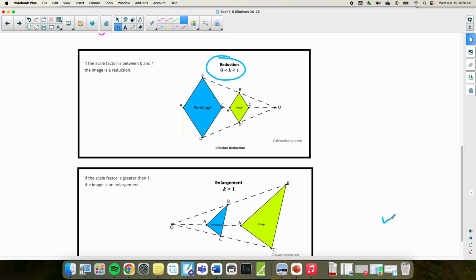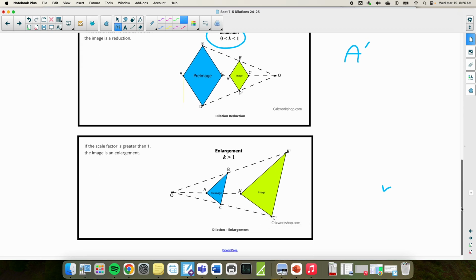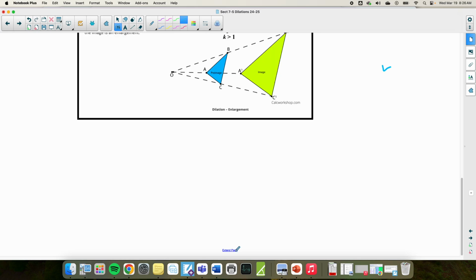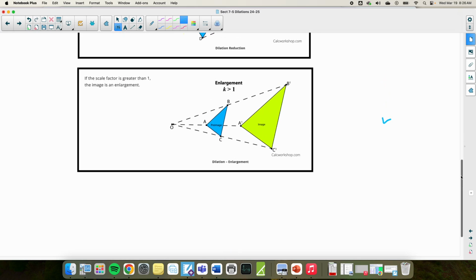And what you do with that A is you make it A prime, so to look like this, okay? B will become B prime, C will become C prime, D will become D prime. And we'll look at that as we go through. This one, same thing, except your pre-image is the blue and your K or your scale factor is bigger than 1, so your new image is bigger than that, okay?